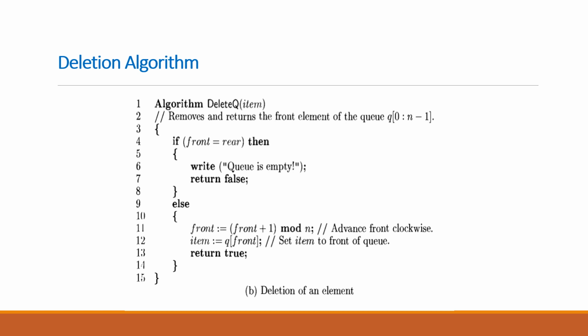So then it is to be deleted. Set that item to the front of the queue, then it is deleted. Then it returns true. So this is the algorithm for the deletion of an element in an existing queue.